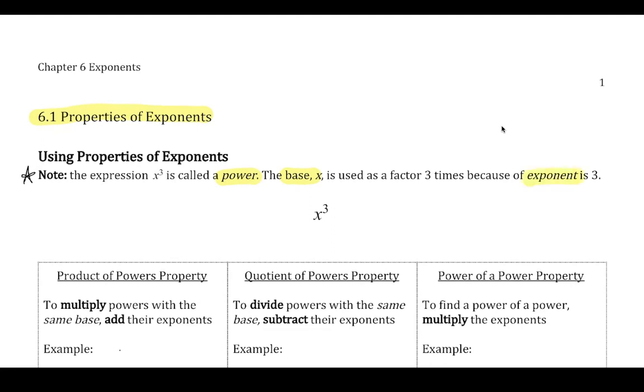So take a second, you can pause the video here and write this down. But we want to get comfortable with the difference between the words like power, base, and exponent. So if we use this x cubed as an example, or x to the third power, the x is the base, the 3 is the exponent, and the whole thing, the x cubed, or the x to the third power, the whole piece is the power.